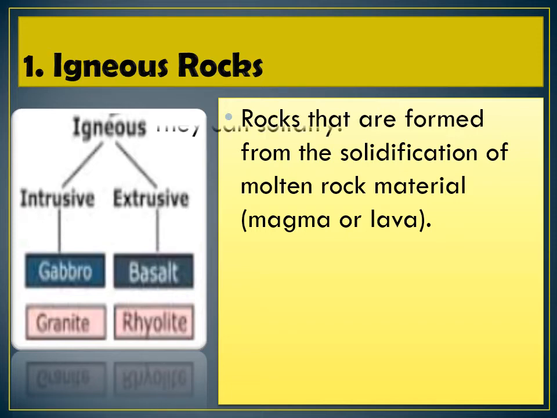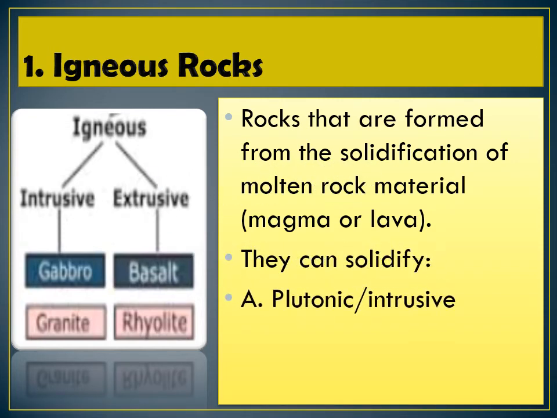With this, molten rock materials can solidify first below the surface of the earth, and that is why they are called plutonic igneous rocks or intrusive igneous rocks. Or they can also solidify at the surface of the earth. That's why they are called volcanic igneous rocks or extrusive igneous rocks. As the magma crystallizes, minerals are also formed.